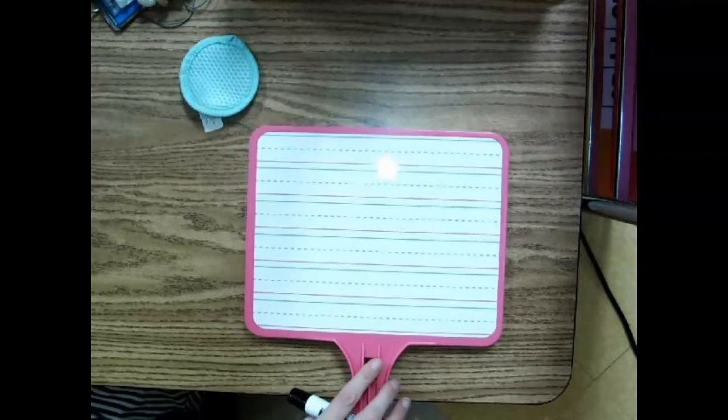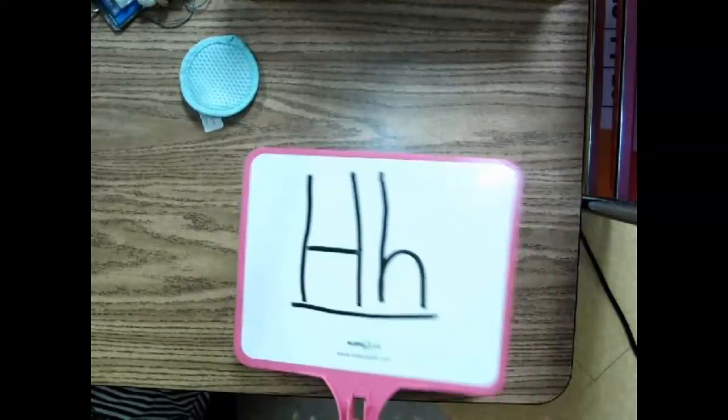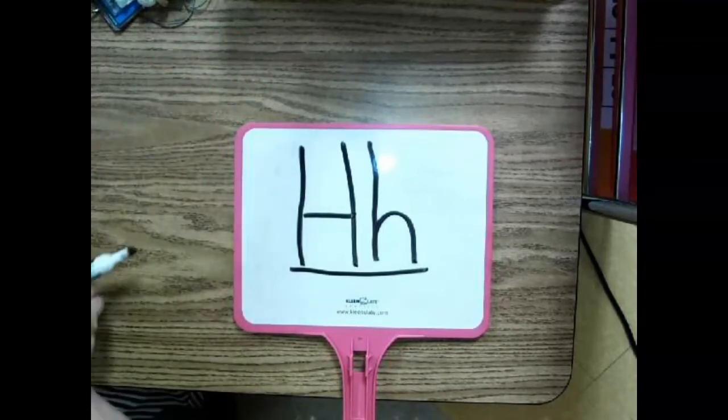Okay, let's see it. 1, 2, 3. What's the letter's name? H. Good. Say the name and sound with me. H says H. Nice work. We have just one more letter. So let's erase.